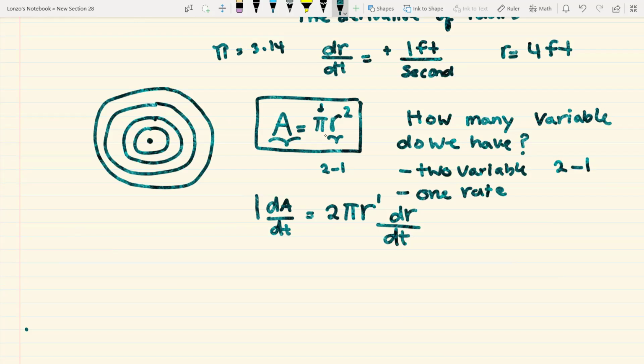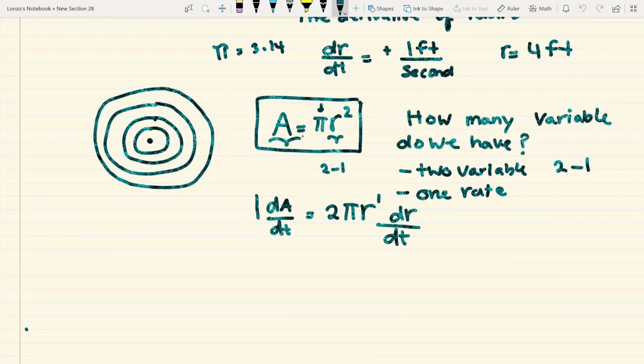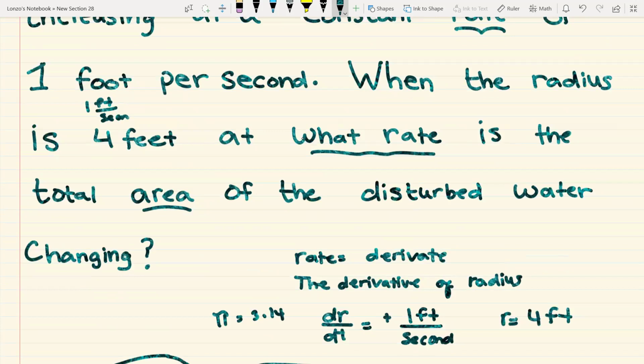So what do we have? We can plug in what we have and what we are trying to solve. We have a dr dt. Good. So we can replace dr dt with 1 feet per second. What are we trying to solve? They're saying, what is the rate? So we're trying to find the speed.